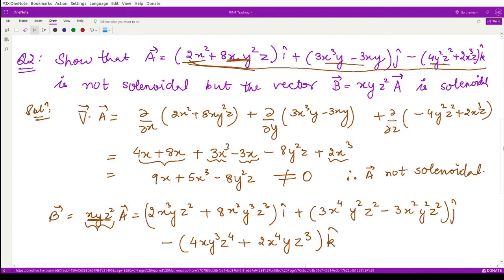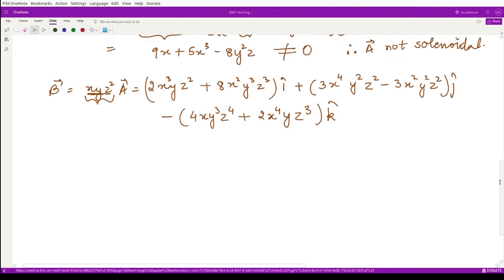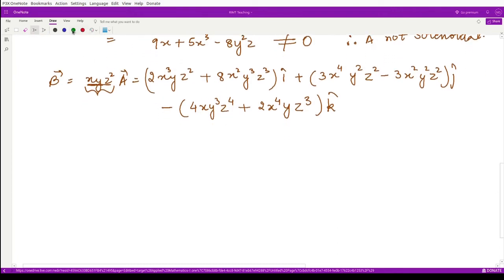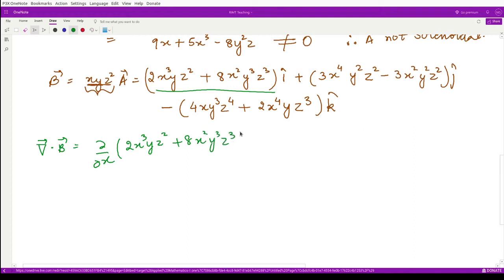So now you are to calculate the divergence of this vector B. When you take the divergence of this vector B, you will have del by del x of this quantity, that would be 2x cube y z square plus 8x square y cube z cube, right?